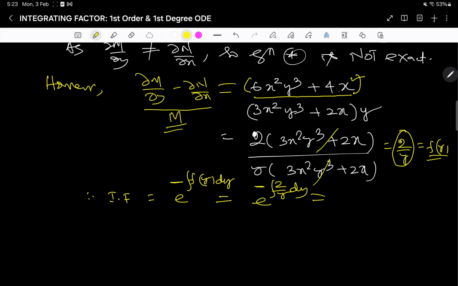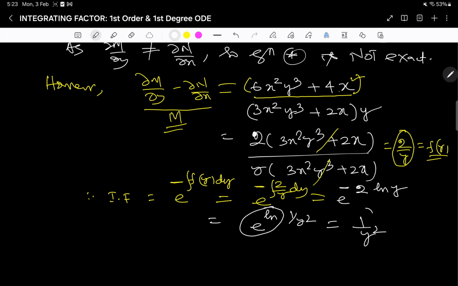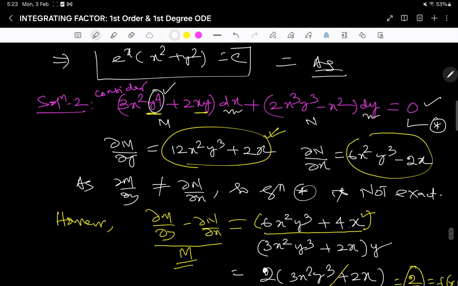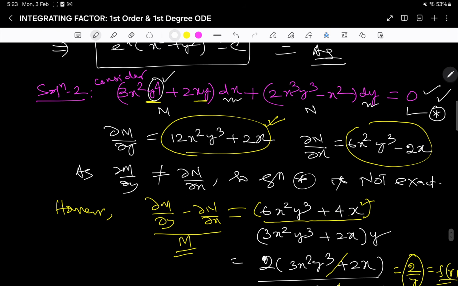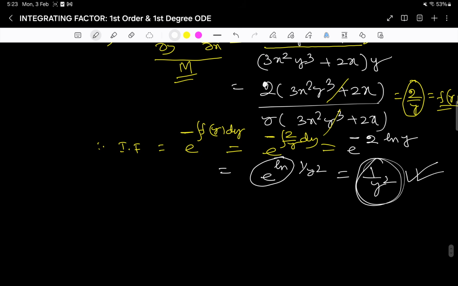Okay, so this will be e to the power minus 2 ln y. So this is equal to e to the power ln 1 by y square. e and ln are inverse of each other, so this is 1 by y square. So this 1 by y square is an integrating factor. I multiply this with star. Now multiplying the integrating factor to star, we get the corresponding exact equation.